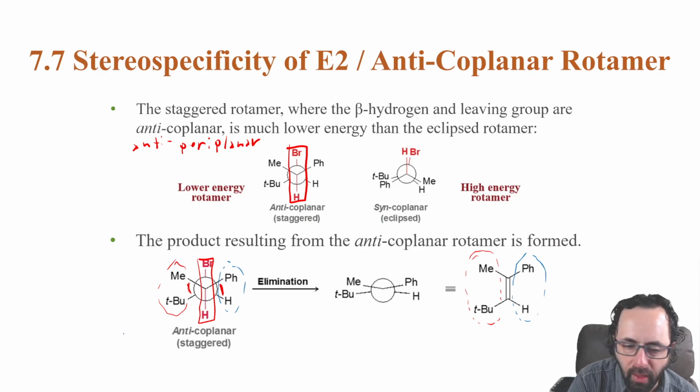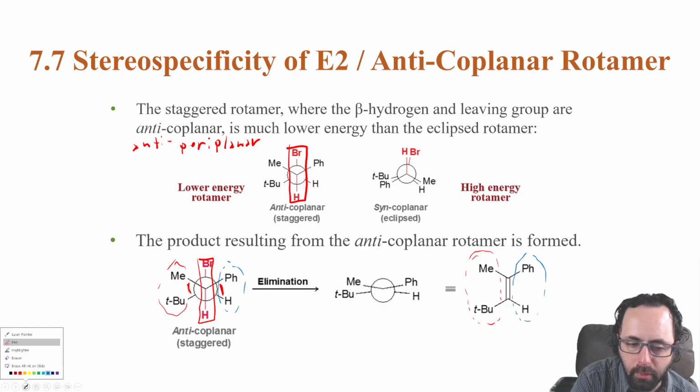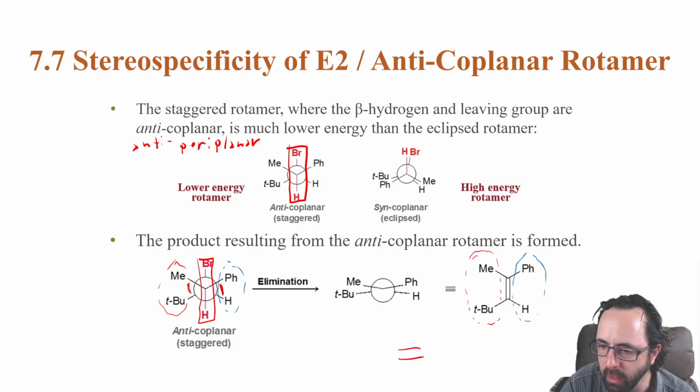Importantly, you will not get the other possible stereochemistry, which would be where the methyl and the hydrogen are here on the top side. Notice that the methyl and the hydrogen are positioned on opposite sides, and the phenyl and tert butyl are positioned on opposite sides here.